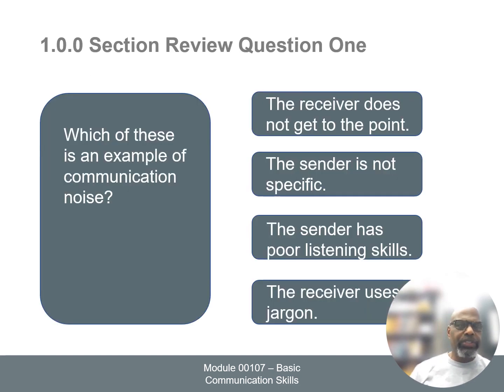Alrighty, let's go over some questions. Which of these is an example of communication noise? The sender is not specific. That's noise. It's confusing. The sender has poor listening skills. The sender should have good communication skills. But anyway, it is the sender is not specific. In other words, it's not clear what they're trying to get across.